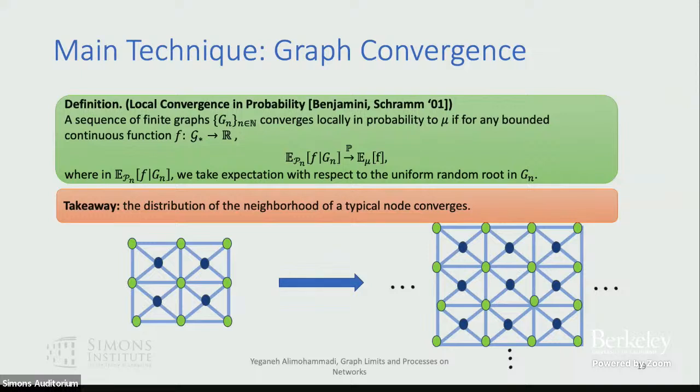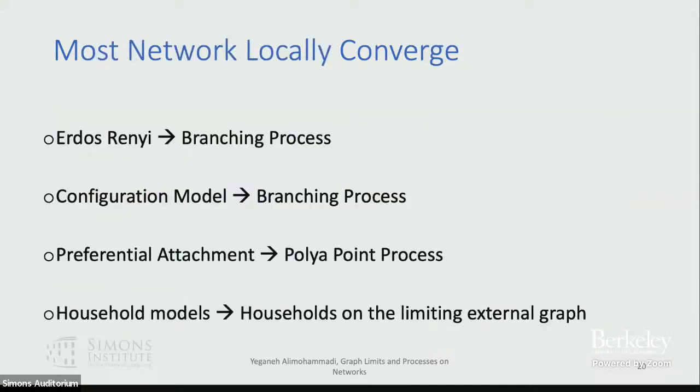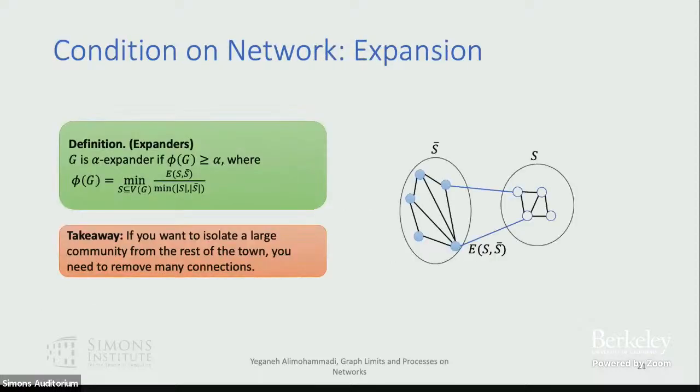But this is a very simple example of graphs with a limit. And we see many more examples in the bootcamp, including a few that are very relevant network models. For example, Erdős–Rényi and the configuration model that have a branching process limit, preferential attachment, or household models. You can define, I guess, any kind of network model that has some sort of limit in a sense.